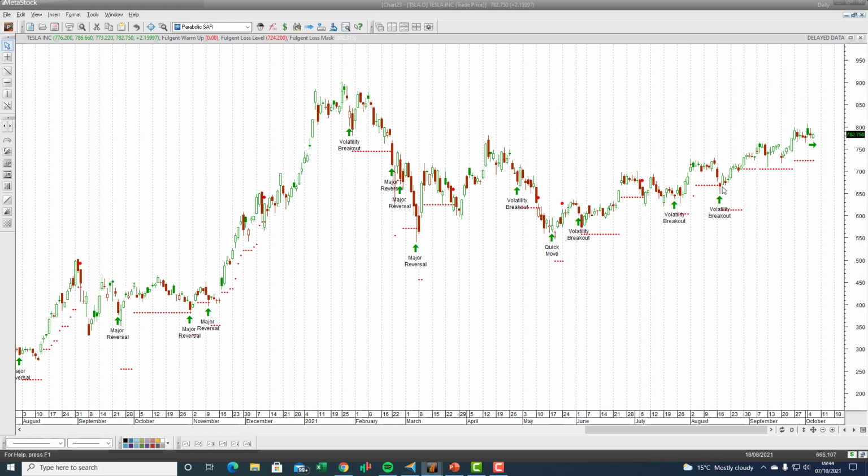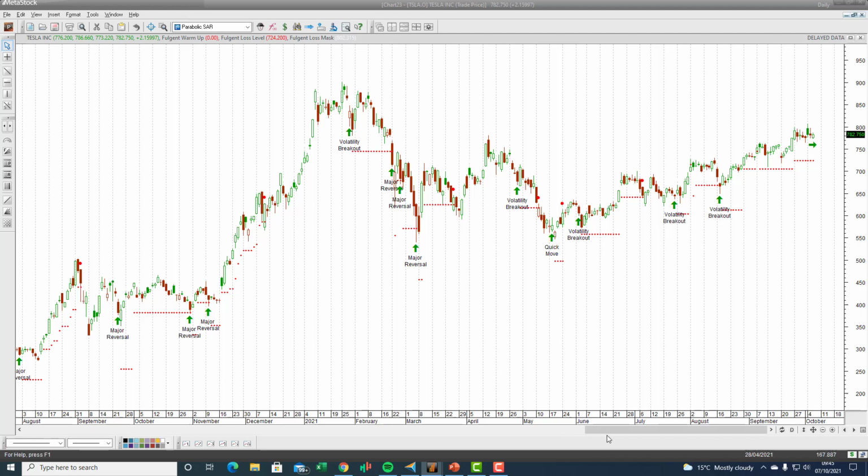Beautiful volatility breakout there. In August, we're still long the Tesla stock. Another volatility breakout here in June. Quick move in May. That volatility breakout got stopped out. The major market reversal did make some money. And look at this, November captured that entire move on a major market reversal. And the last volatility breakout at the top end of the chart got stopped out there.